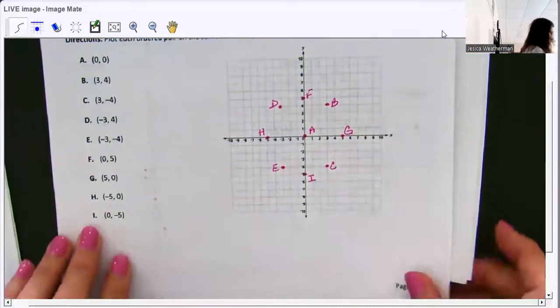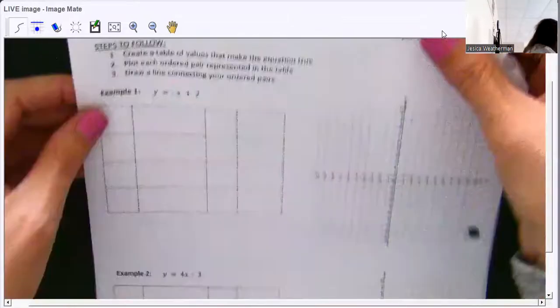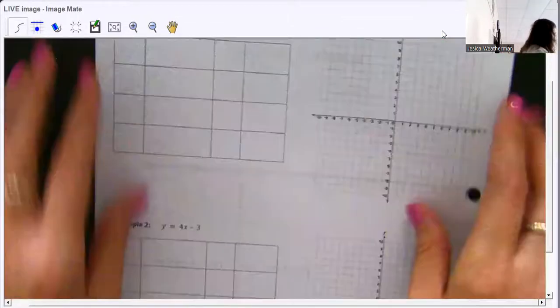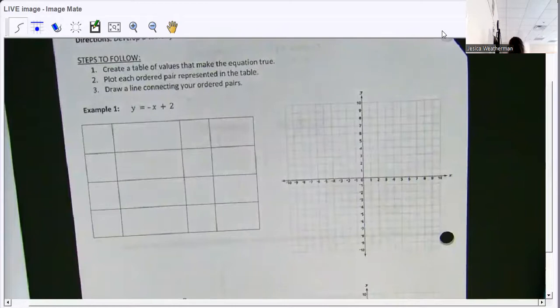Okay, let's go ahead and go to page 2. All right, page 2. So what we're going to be doing for this page is you're going to be given an equation and you're going to create a table and then plot those points to graph the line. Some of you may not even need a table. Some of you may be able to say, I understand this equation well enough to just graph it. And that's great. We're going to do that on the next page. But right now, I want you to complete the table.